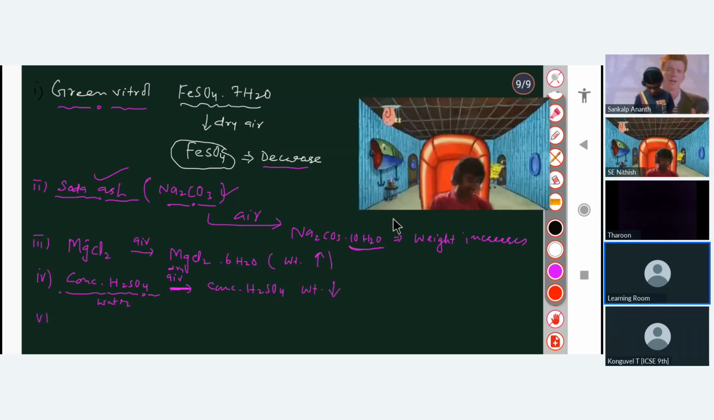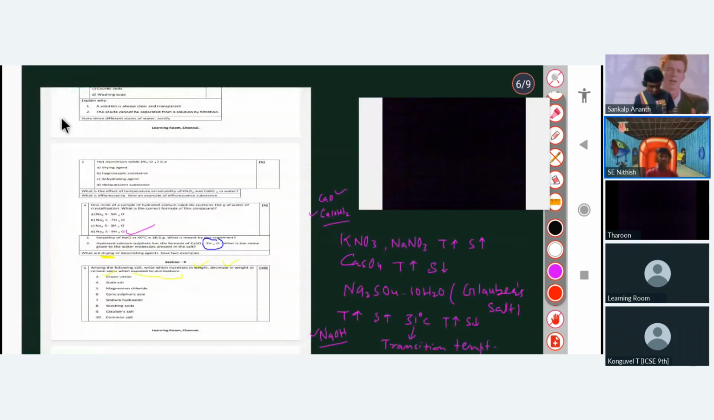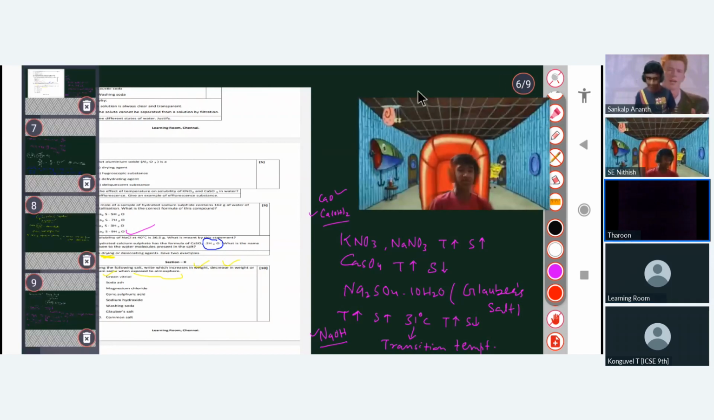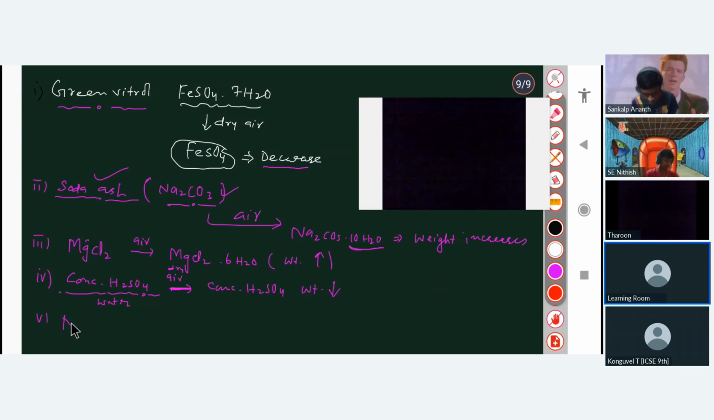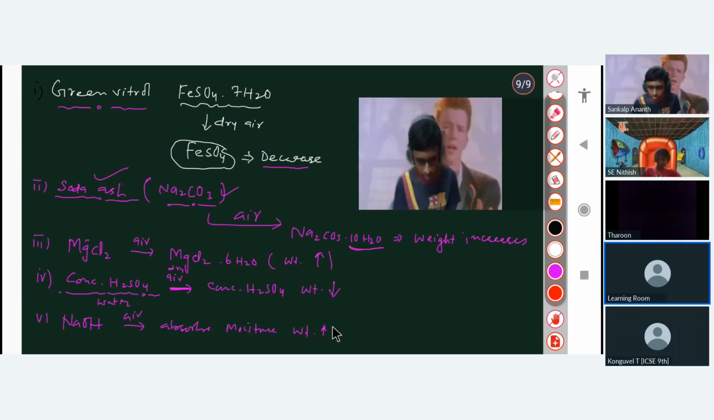Now tell me next. Sodium hydroxide. Sir, increase. Exactly, it will increase. I have told you that sodium hydroxide is deliquescent. Deliquescent means it will absorb moisture, right? So when it absorbs moisture, its weight will increase. Exactly.